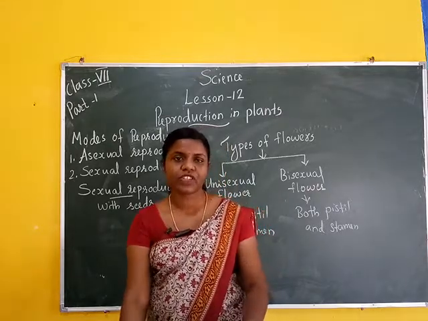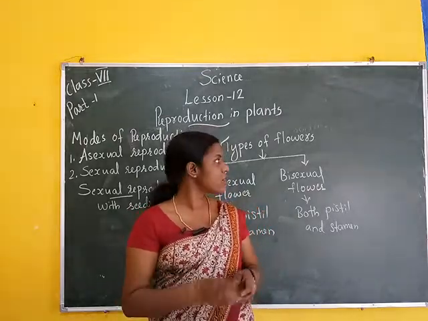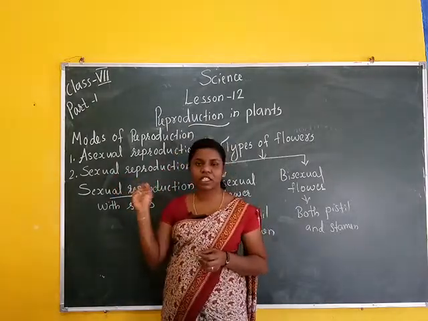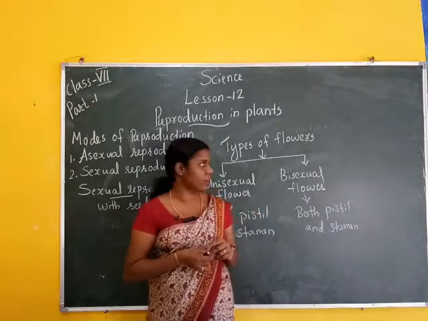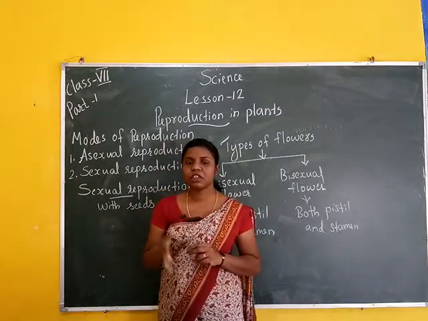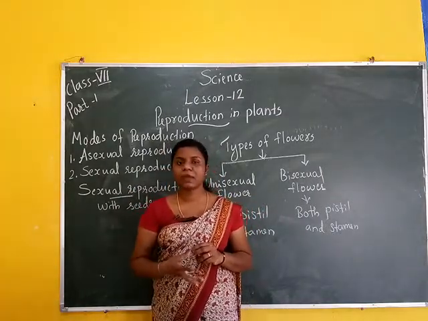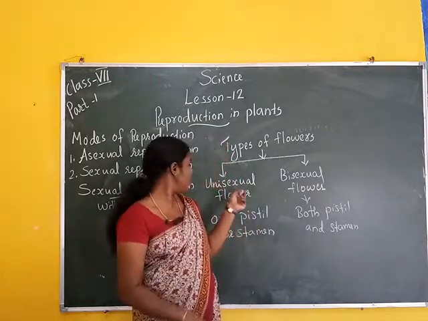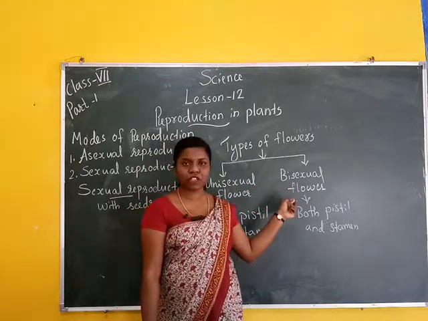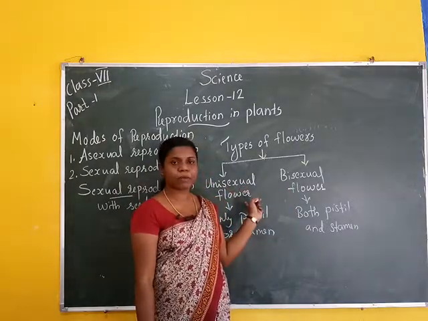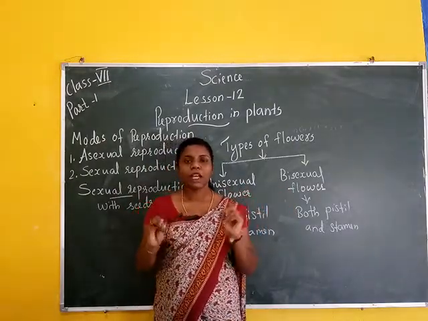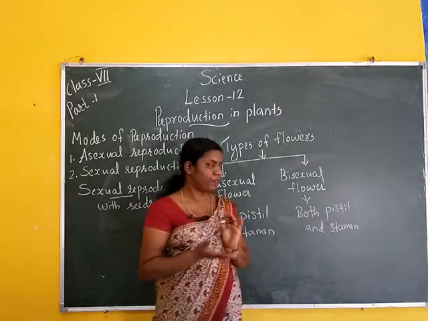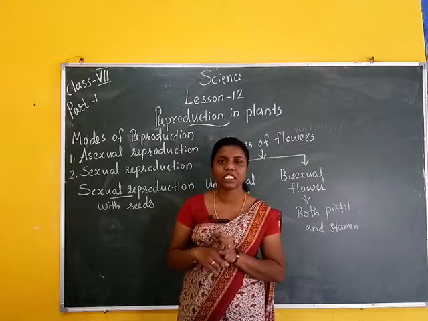Understand this section? Once more, what are the different modes of reproduction? Asexual reproduction and sexual reproduction. Asexual means without seeds, sexual means with seeds. Then the types of flowers: unisexual flower and bisexual flower. Unisexual flower means only male or female is present. Female is the pistil and male is the stamen.